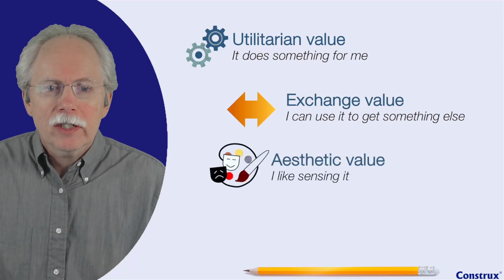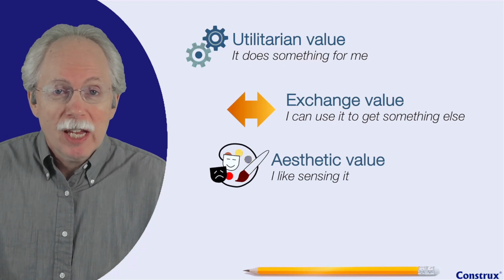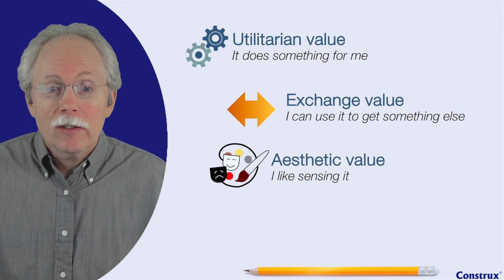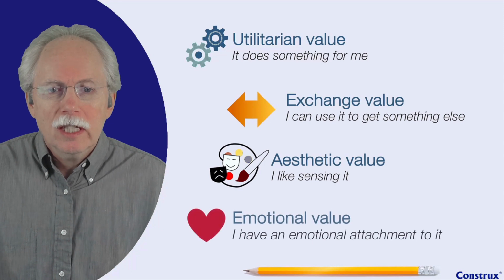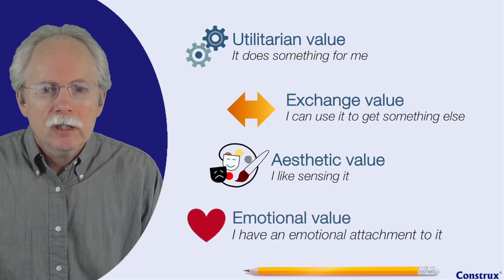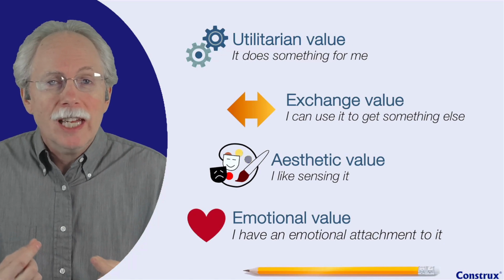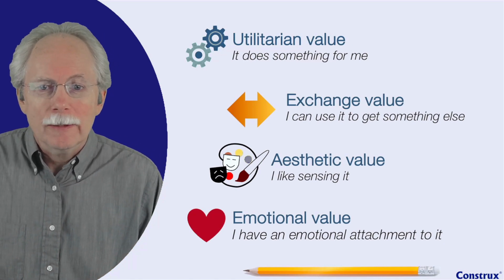And then there's 2 other categories. Aesthetic value, I just like sensing it. Here with my stamp again, I might just like looking at it. It might be pretty. So aesthetic value is a low-level enjoyment. And its close cousin is emotional value. Emotional value is I have a strong feeling. Where aesthetic value is pretty general and could be widespread, emotional value tends to be very, very specific.